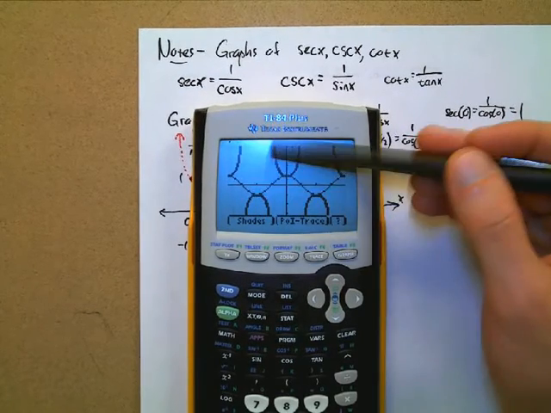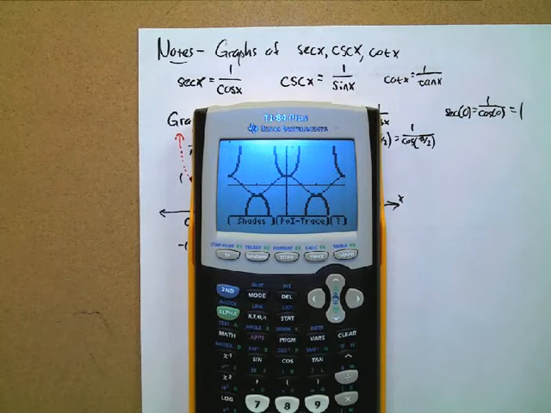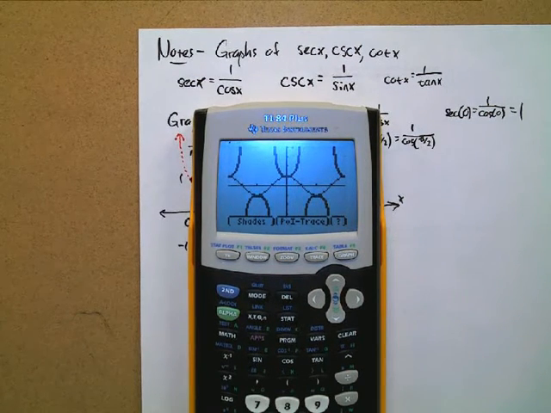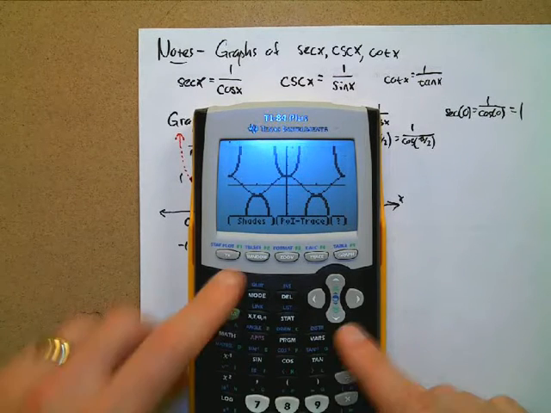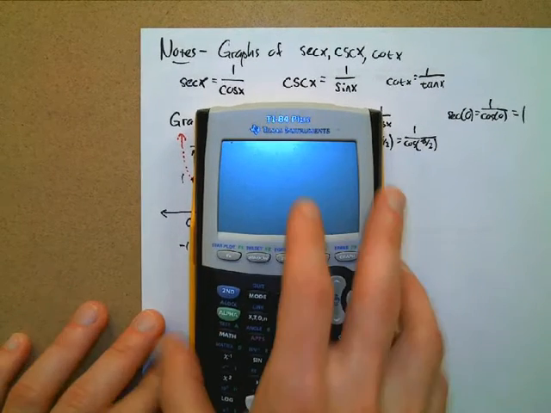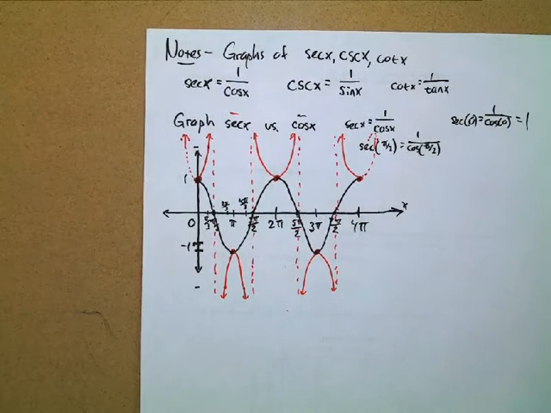Secant, or cosecant, I should say, cosecant is the same idea, except we're just going to use sine to graph it instead of cosine. Okay, so let's jump into some transformations here. In fact, we'll do a cosecant one here. The good news is we'll just do one full period here.